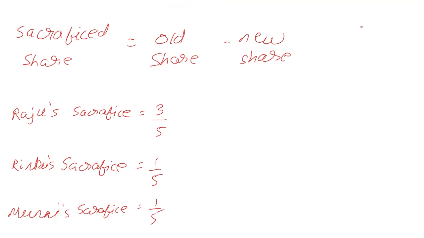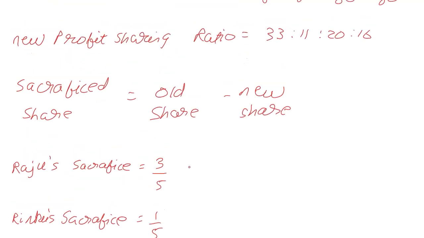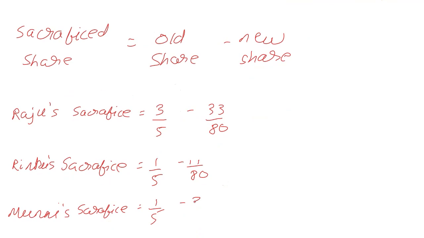Upstairs. Okay, so I'm going to say 3 by 5 minus 33 by 80 minus 11 by 80 and minus 20 by 80. Okay, and do the same thing as last time. I need to make all these 5s 80. So what must I multiply with 5 in order to get 80? The answer is 16. So across the board, numerator and denominator get multiplied by 16.